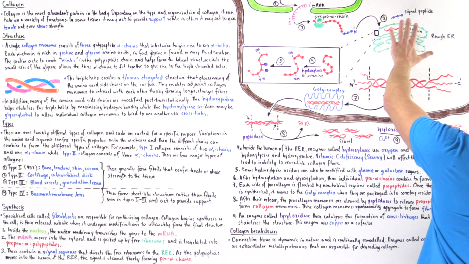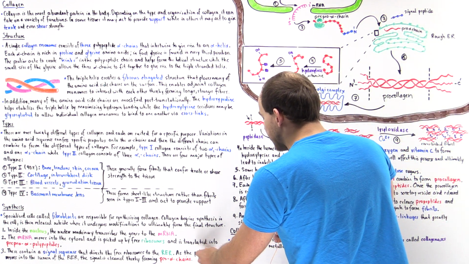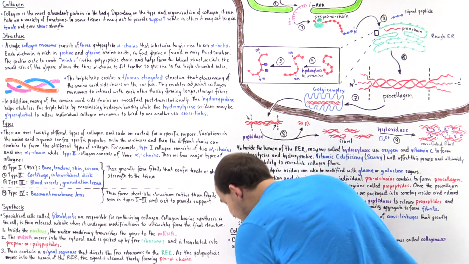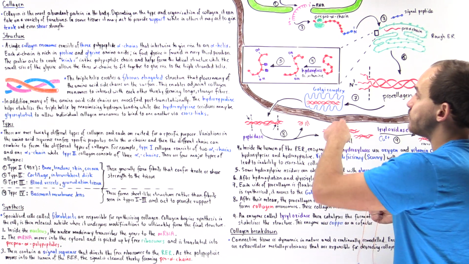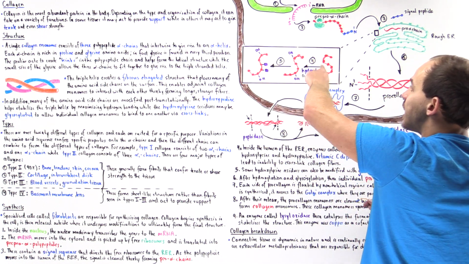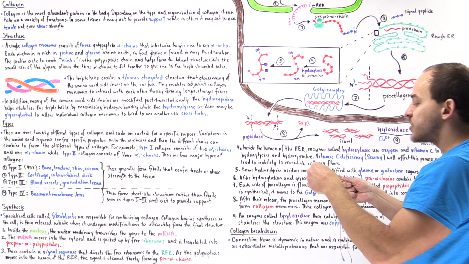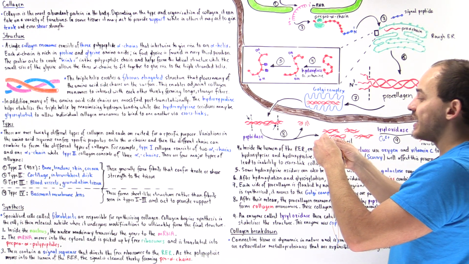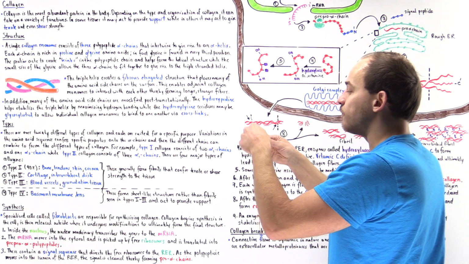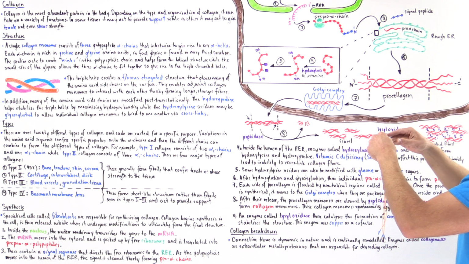Now, inside the lumen of the rough endoplasmic reticulum, many of these individual alpha chains are being formed at the same exact time. And once we hydroxylate the residues, 3 of these alpha chains, known as pro-alpha chains, can associate to form a molecule known as procollagen.